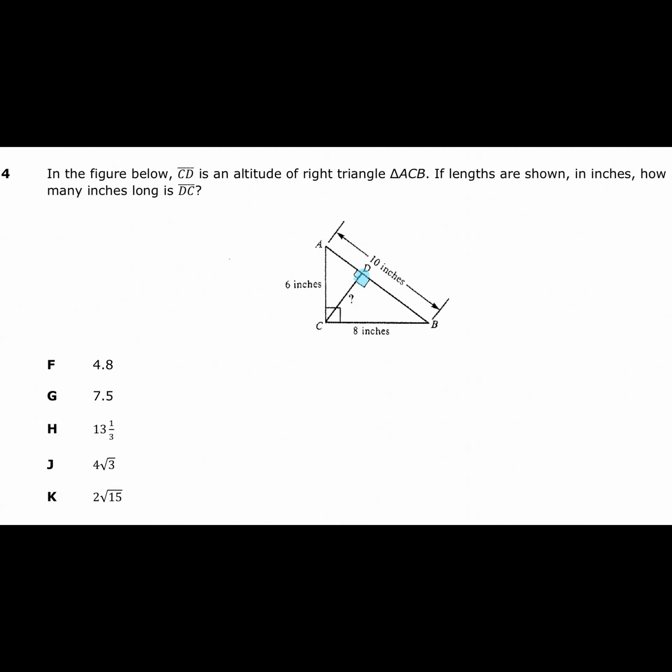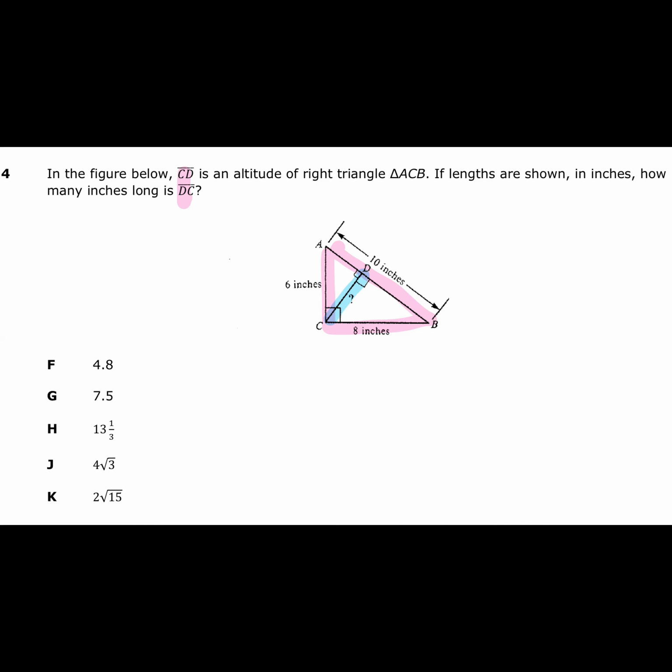Okay, so let's take a look at problem number 4. It says in the figure below, CD is an altitude. So here they let us know that this is the altitude of the right triangle, of the triangle ABC, and they give us triangle ABC here. It says if the lengths are shown in inches, how many inches long is DC? So this part's a little confusing. I'm not sure why they wrote it one way and then another way, but they're talking about the same altitude. They want to know the length of this altitude.